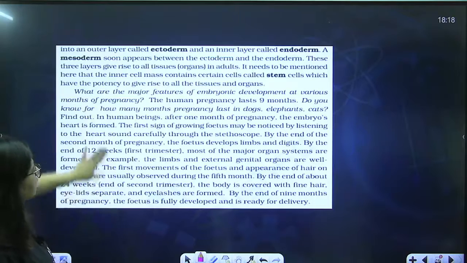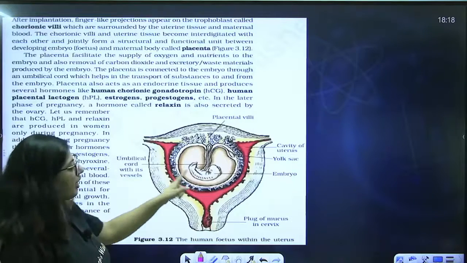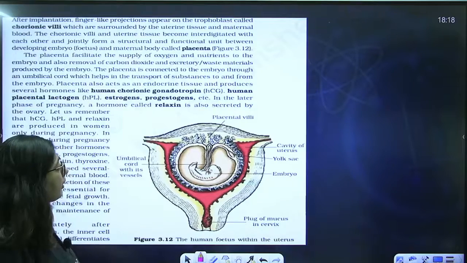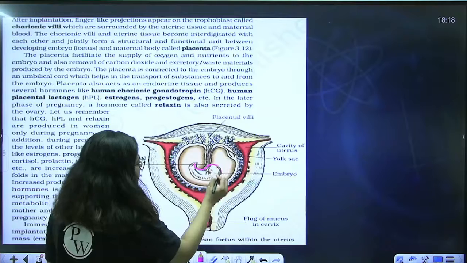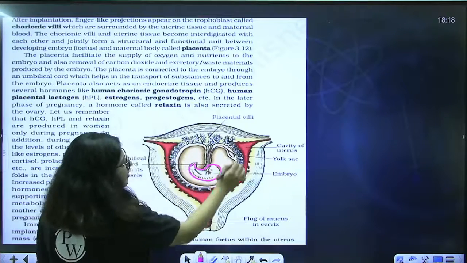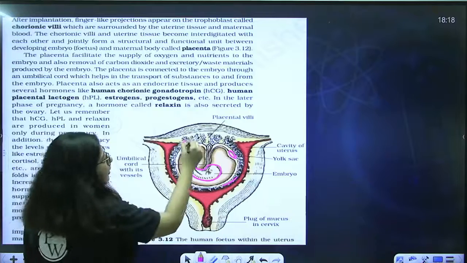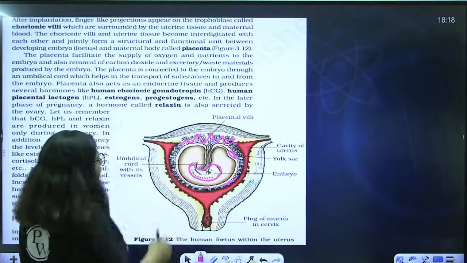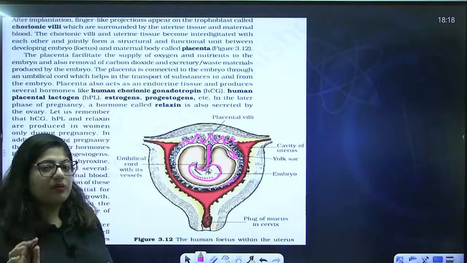I am not reading this paragraph because first we will talk about this diagram. This diagram is very important. Why? Because this shows how the baby is present. So, see, this is the embryo present inside the womb and this is the placenta, right. Here you can see the structure known as yolk sac. This is the placental or chorionic villi and this is the umbilical cord. Fine. The structure should be very clear.